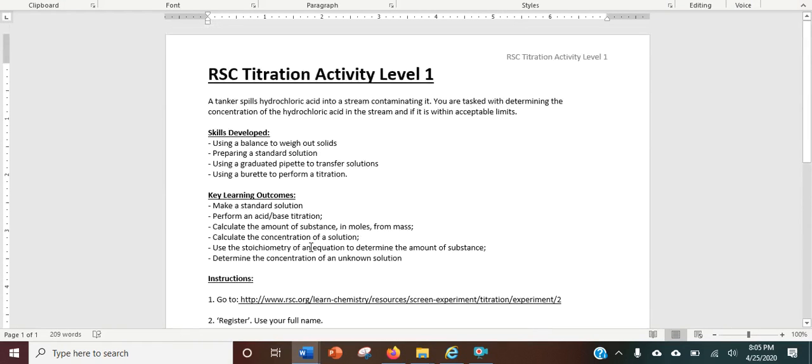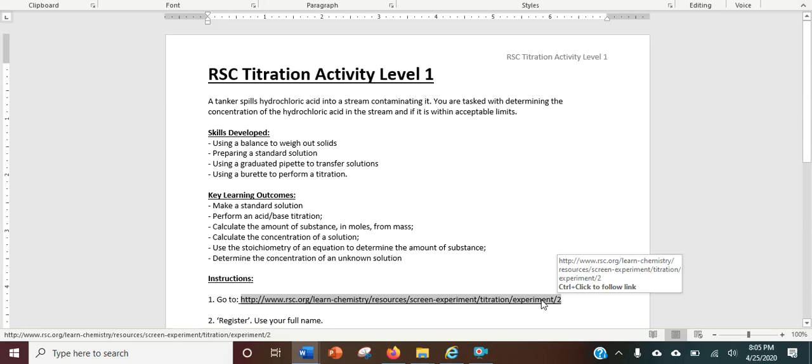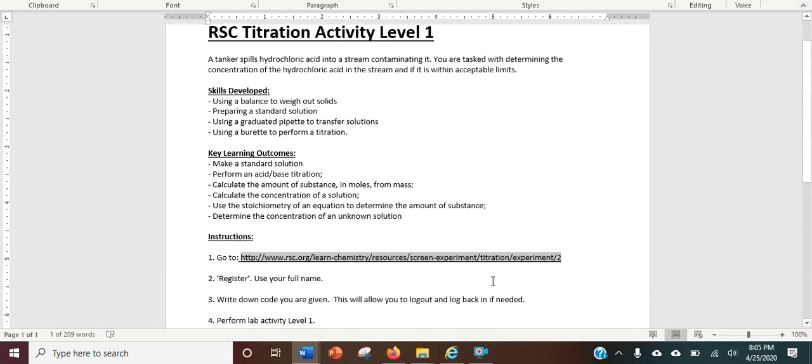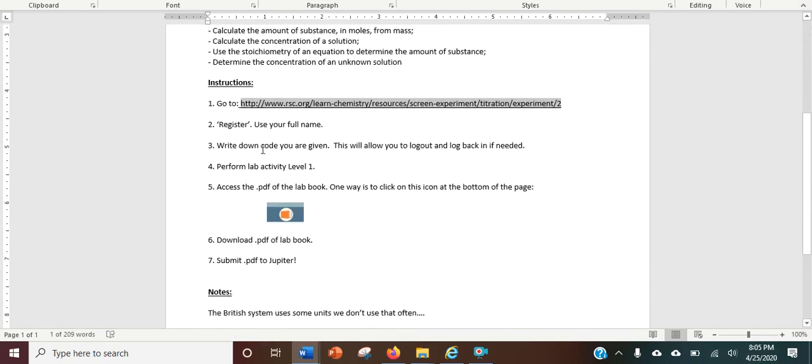So once you open the Word document, it should look like this. In both levels, in both parts, we'll be using this website. So copy and paste this link into a web browser. You can use Chrome or you can use Internet Explorer. Firefox glitches the simulation, so avoid using Firefox. Once you're on the website, you're going to register using your full name, so first name, last name.